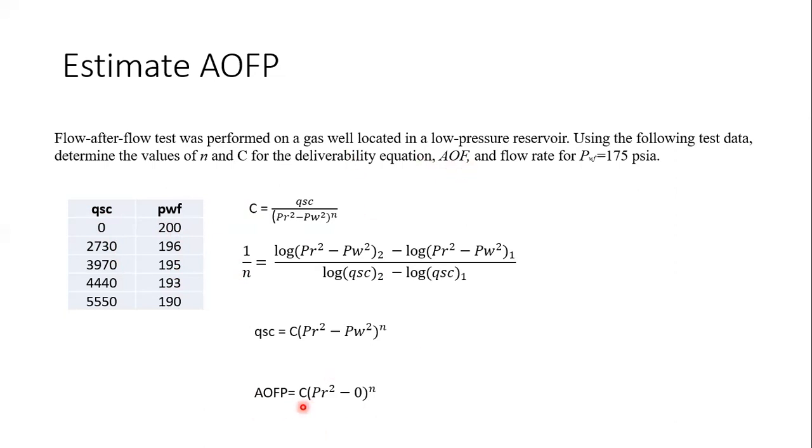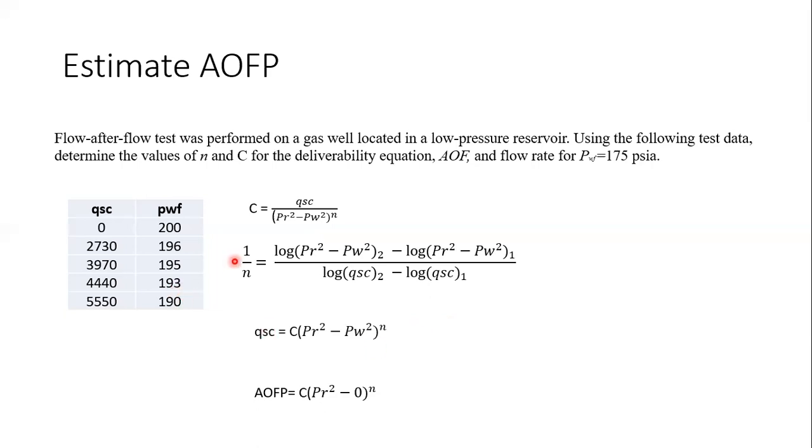If you know the value of C, N, and PR, we can get the value of AOFP. If you have to estimate the value of C and N, these are the formulas. C is equal to QSC by this formula, and for N you have to take the values from this logarithmic expression, then we can get the value of N. Then we can estimate the value of AOFP with these two values. And QSC for a particular pressure, that is if PW is given as 175, then we can get that flow rate. So this is the question for the gas deliverability test.